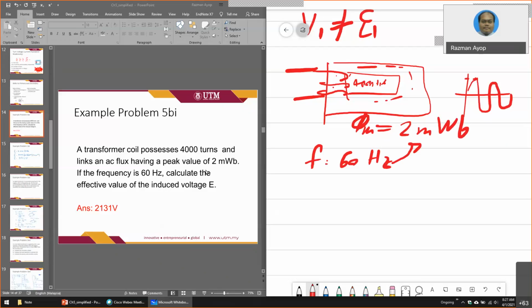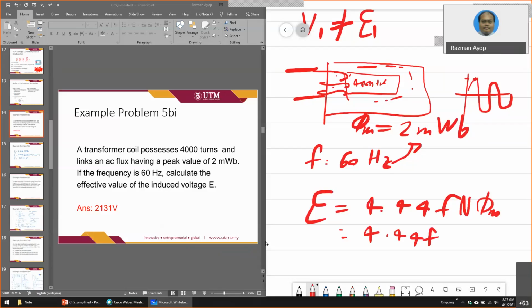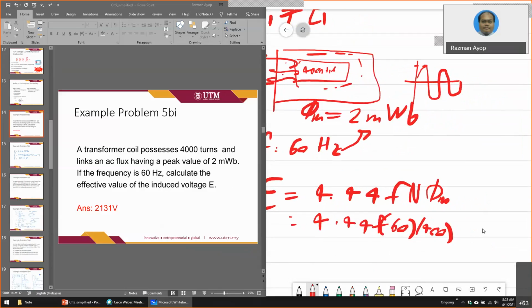Remember that when it comes to flux, you have to use the formula E equals 4.44 F N flux M. Just insert the values: F is 60, N is 4,000, and flux M is 2 milliweber. So for 2 milli you put 2 multiplied by 10 to the negative 3. Make sure you know what milli is. Then you get 2131.2 volts, if not mistaken.